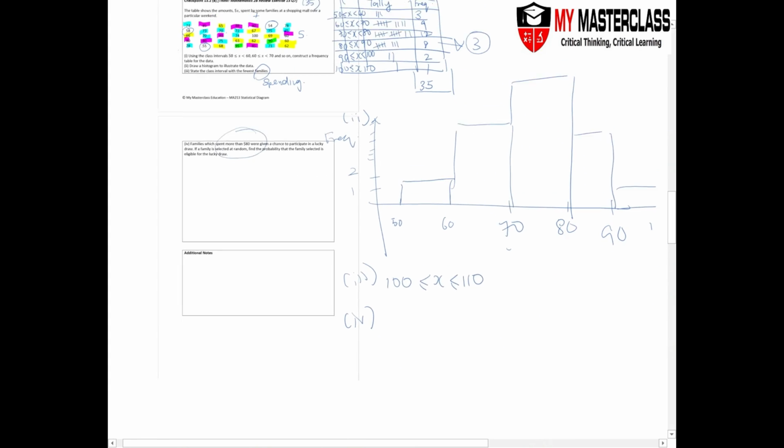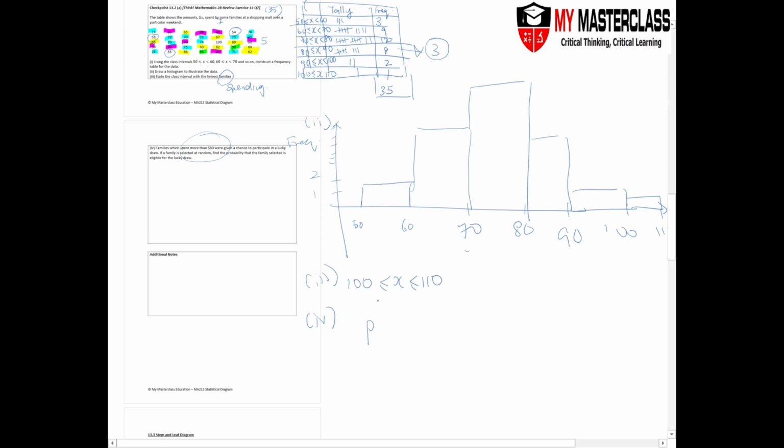So what I will do is I'll take 3. The probability that it is eligible would be 3 plus 2 plus 1 over a total of 35. So that will give me 6 over 35. That will be your probability.